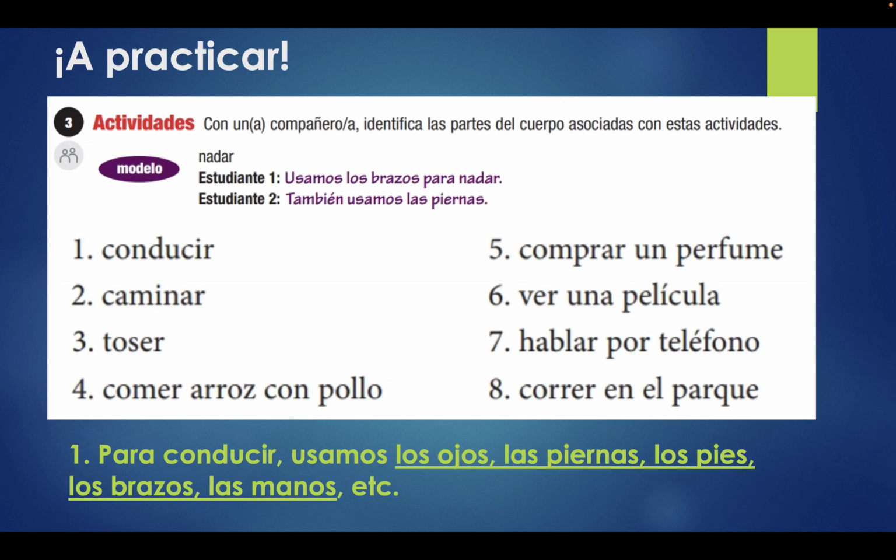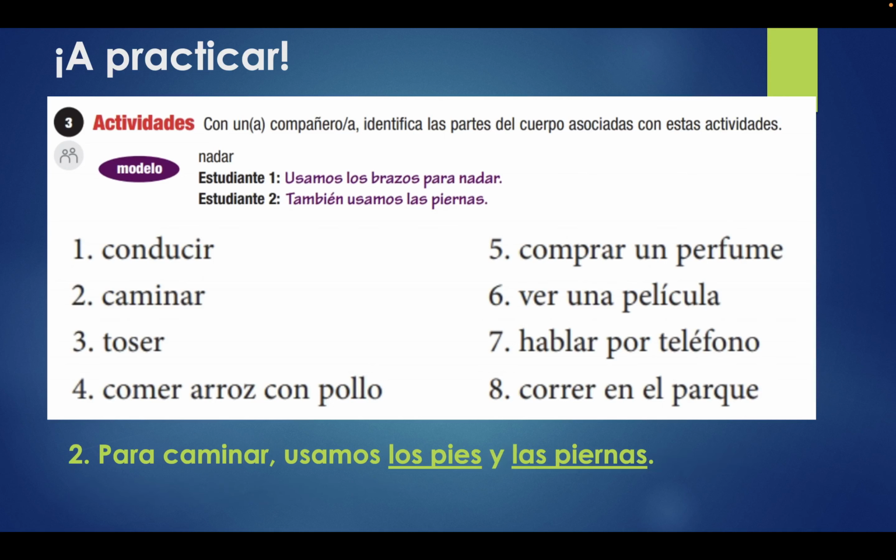So let's try another one. In número dos, we're given the verb caminar, and we know that caminar means to walk. Well, in order to walk, you need your feet, you need your legs. So we would say, para caminar, usamos, we use, and then we need the feet, los pies, y las piernas. All right, I'd like for you to take a moment, pause your audio, and please give numbers 3 through 8 a try. See how you do. All right, let's check it out.